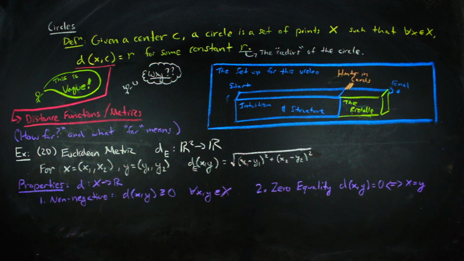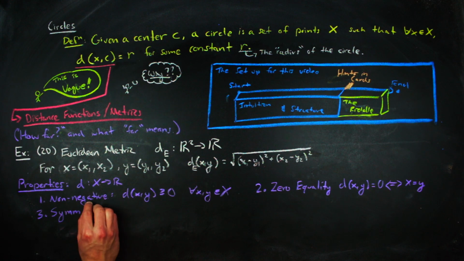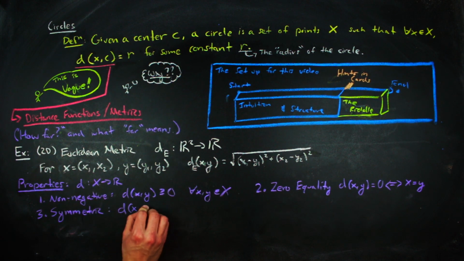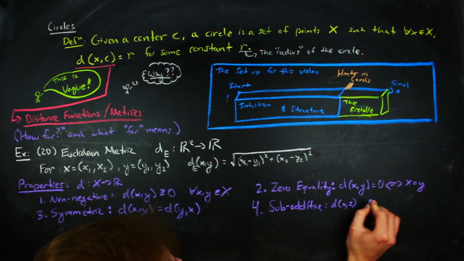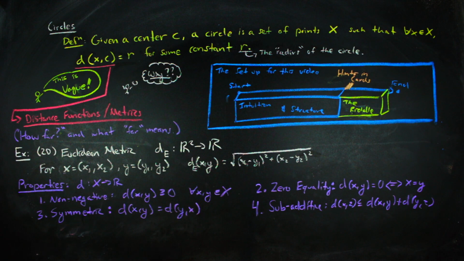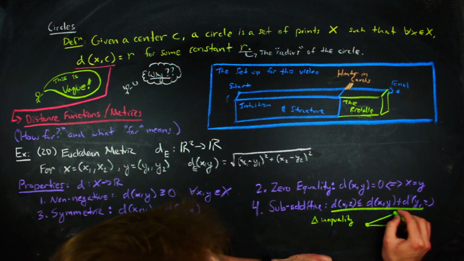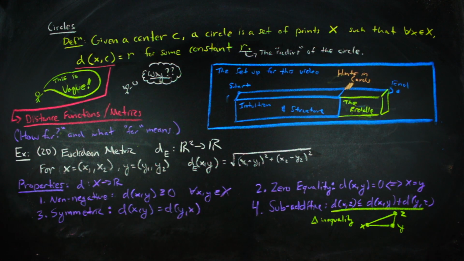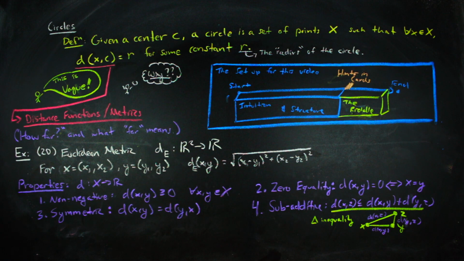3, metrics are symmetric, so if we measure the distance from x to y and then measure the distance from y to x, they should be the same distances. And 4, metrics are subadditive, which just means that they obey the triangle inequality, which is given as such. If you're not familiar with the triangle inequality, it's one of the more fundamental tools used in analysis. And so if you're not familiar with it, here is a wonderful opportunity to see it.